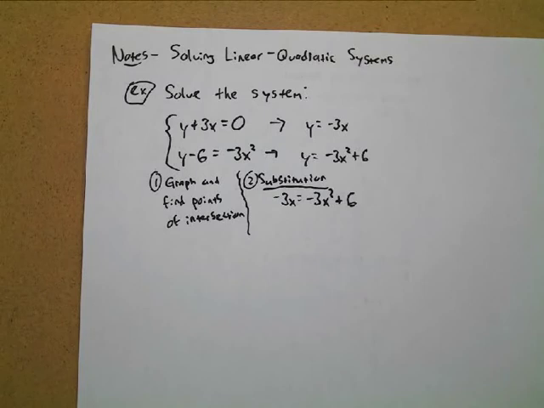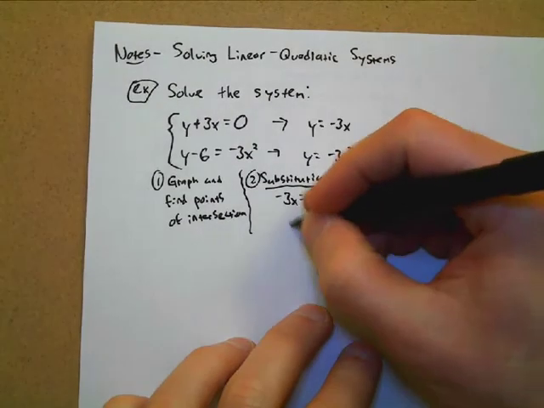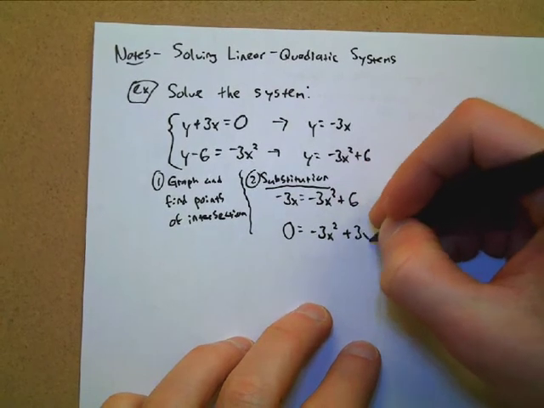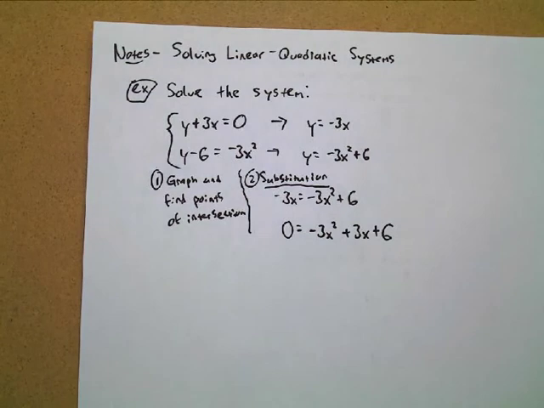How should we go about solving this equation? Any ideas? What would be a good next step? Jill? Okay, move the 3x over. Christian, did you have your hand up too? Is that what you're going to say? Move the 3x? Yep, perfect. Make it equal to 0, right? So -3x squared plus 3x plus 6, and that's equal to the 0 there.